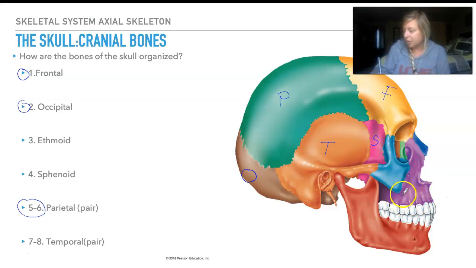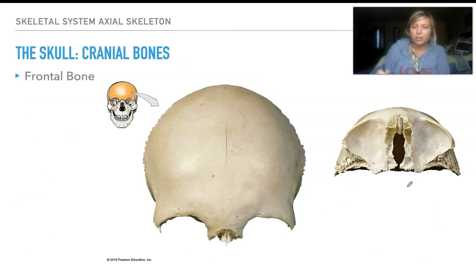And then the other cranial bone that we can just see is the ethmoid. And you can just see the ethmoid bone kind of peeking out right here. It's kind of like a dark orange or a brown, a burnt sienna maybe color. So those are the bones that are considered to be cranial bones. So the first one we'll take a look at here is the frontal bone.